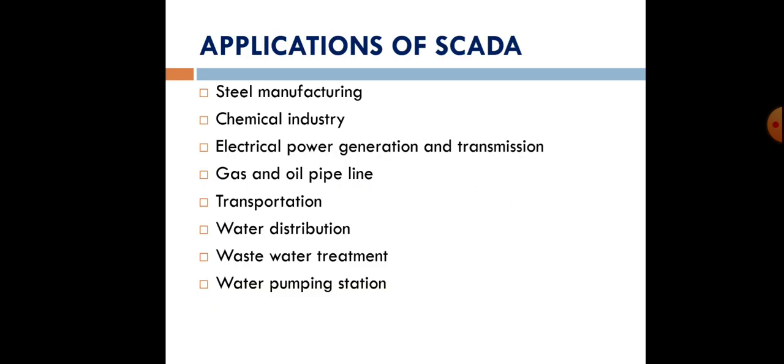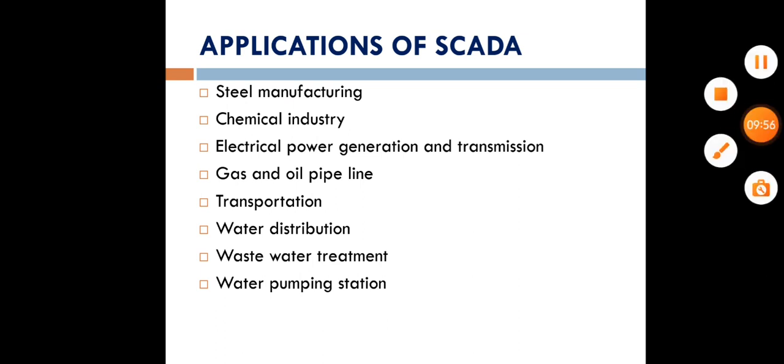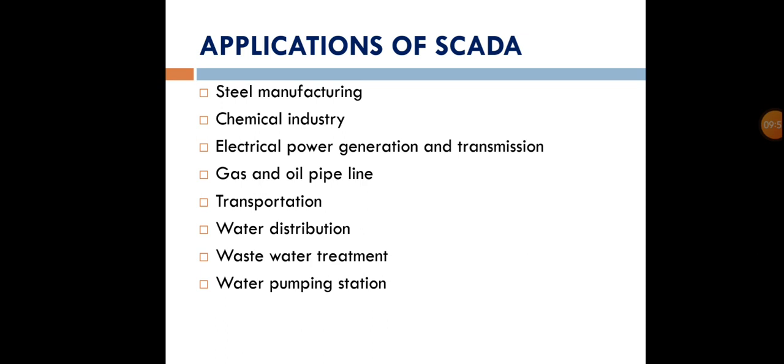Now the next topic is application of SCADA. There are many applications of SCADA system. Some are listed below. First one, steel manufacturing. Second one, chemical industries. Third one, electrical power generation and transmission. Fourth one, gas and oil pipeline. Fifth one, transportation. Sixth, water distribution. Seventh, wastewater treatment, and the next application is water pumping station. There are many other applications of the SCADA system.